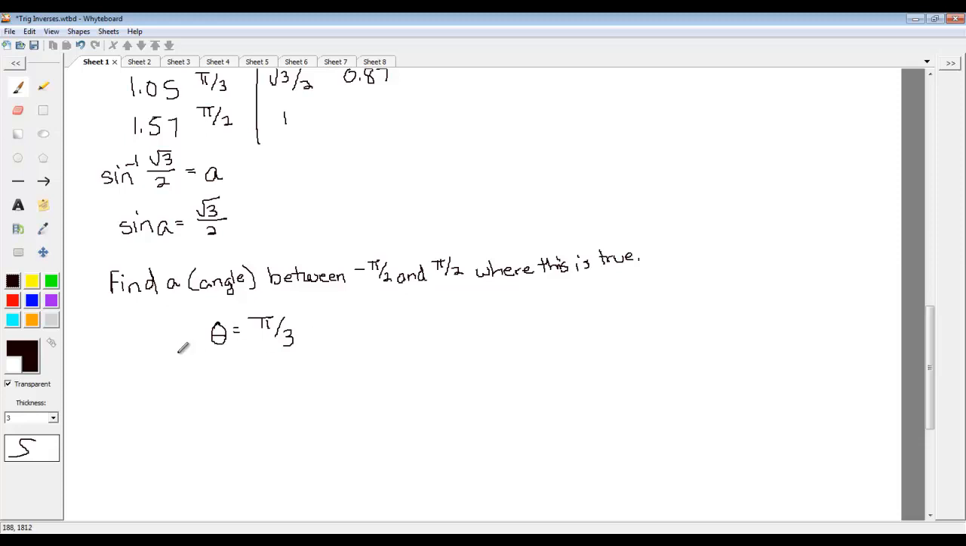Right. Now if you had something like inverse sine or arc sine of negative square root of 2 over 2, basically you're saying that the sine of theta equals negative square root of 2 over 2. So you got to find theta between negative pi over 2 and pi over 2.